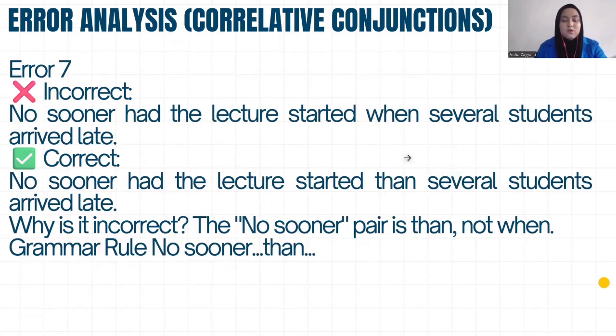Number 7 is: no sooner had the lecture started when several students arrived late. The correct one is: no sooner had the lecture started than several students arrived late. Why is it incorrect? The pair for no sooner is than, not when. Grammar rule: no sooner...than.